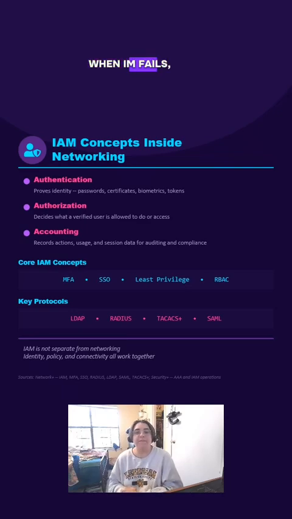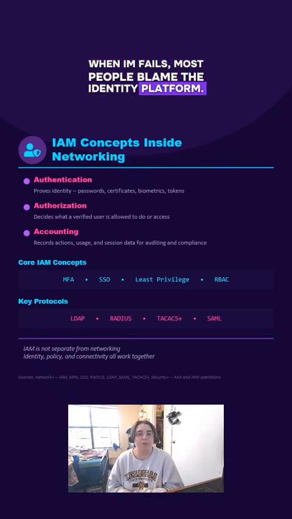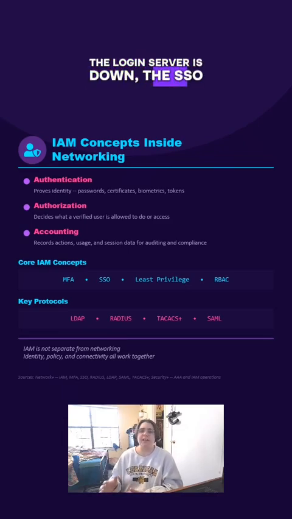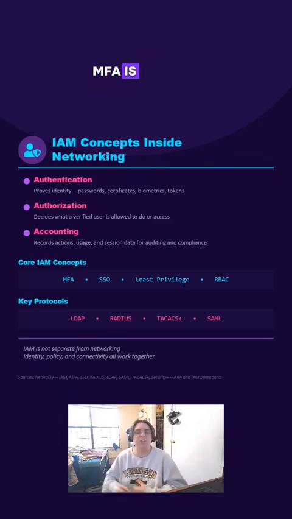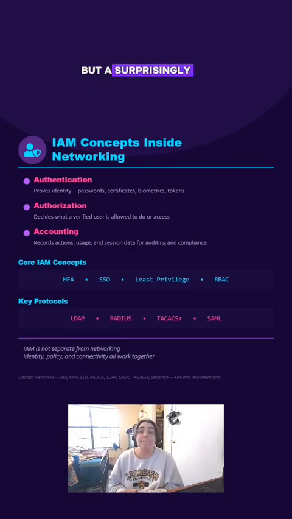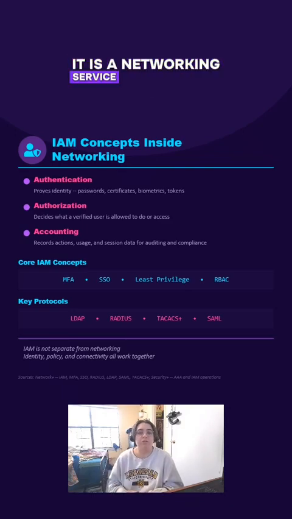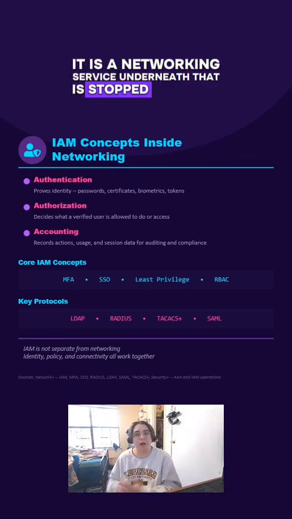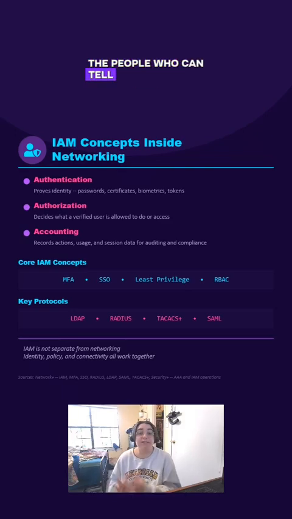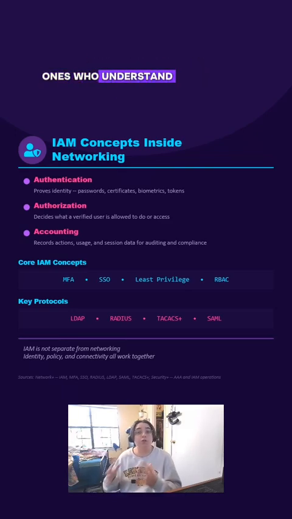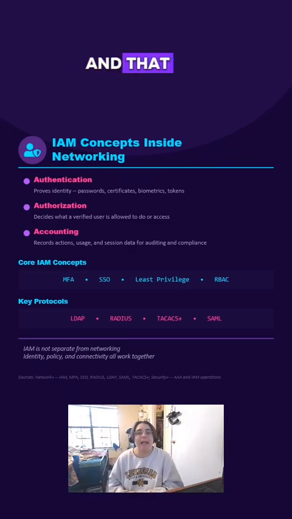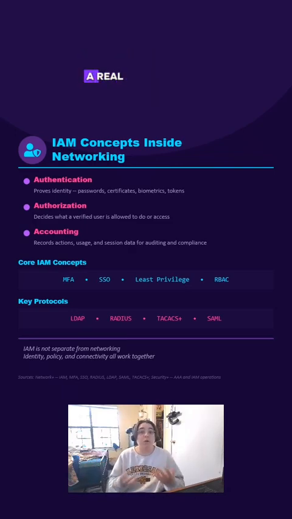When IAM fails, most people blame the identity platform. The login server is down. The SSO provider is broken. MFA's token is just not working. But a surprisingly big amount of the time, the real problem is not the identity layer at all. It is a networking service underneath that has stopped working. The people who can tell the difference are the ones who understand both layers. And that is a skill that separates you in a real environment.